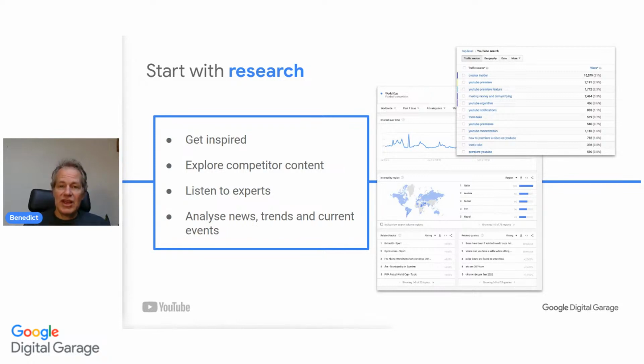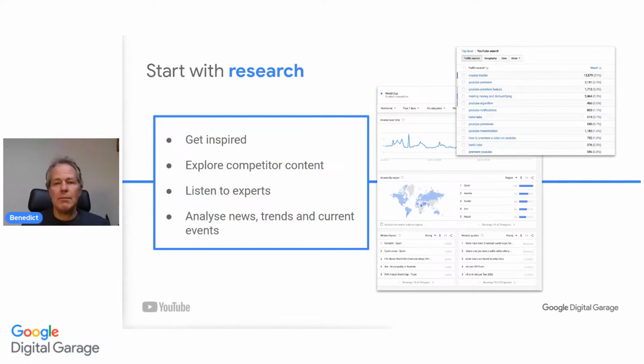Now, if you already have a channel, you should use YouTube search traffic, which will allow you to see what searches directed viewers to your content. This can give you insights on things like titling, popular formats, and audience familiarity with your name or brand.